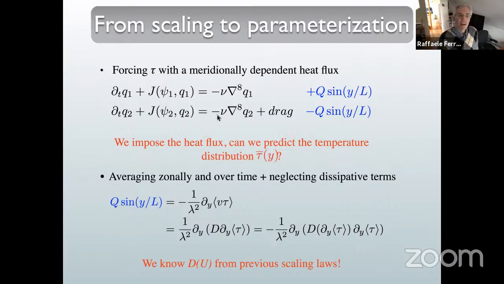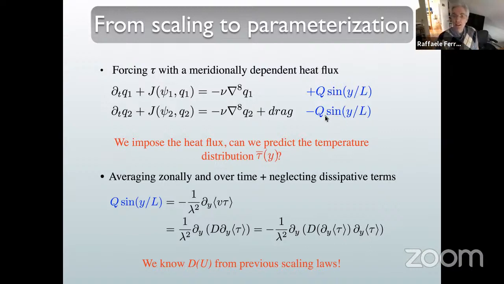And so now we can run not just a doubly periodic domain, but a 2-layer model which is forced by some heat flux. We've also done problems where we force with the wind stress. This is more an atmospheric version. So now that heat flux has a meridional dependence, like in a real planetary system.